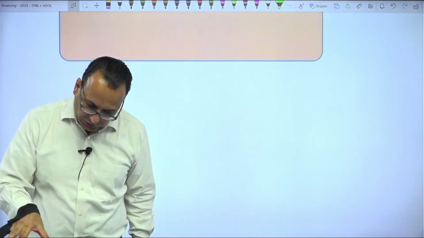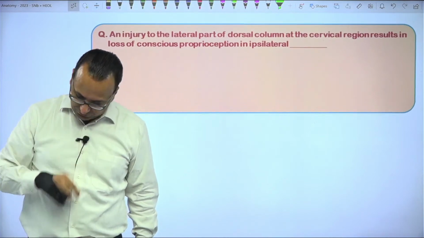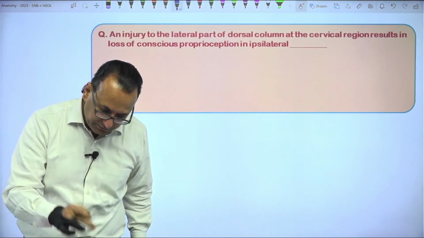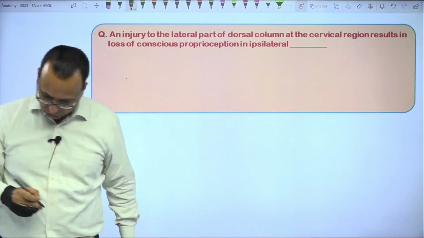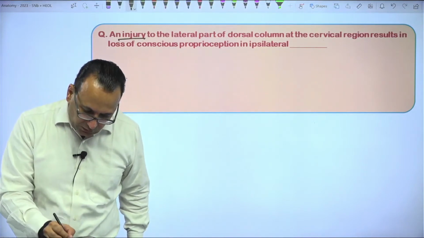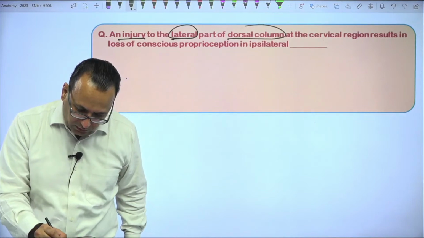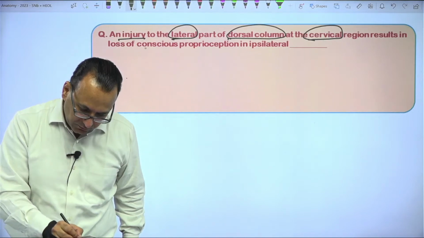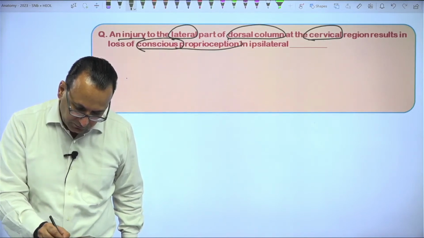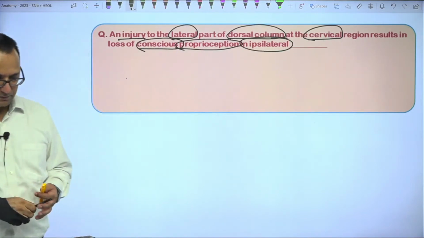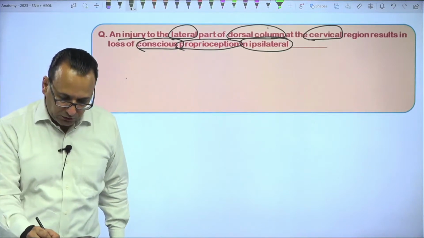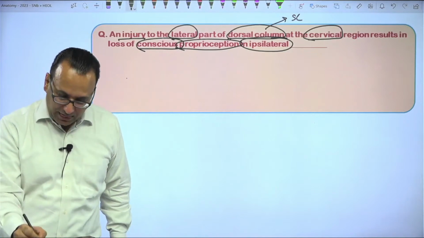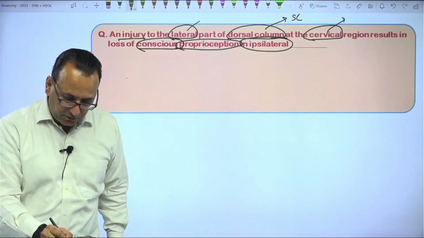Okay, what about this question? This is one of the latest questions which has come, and it is asking about injury to the lateral part of dorsal column at the cervical level, conscious proprioception, ipsilateral. See, first of all, it is telling dorsal column. Dorsal column where? In the spinal cord, in the cervical region, the lateral part.